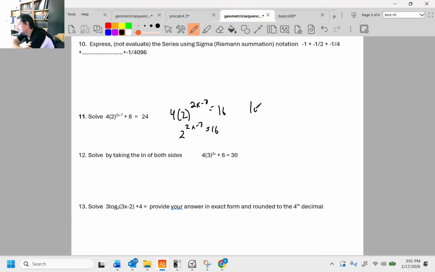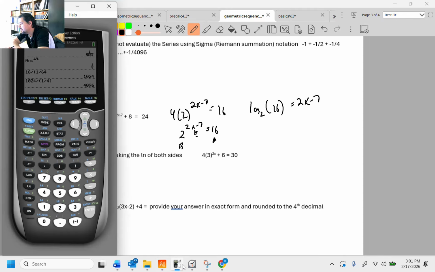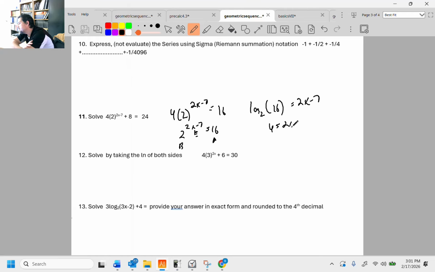Log is bay. A log base 2, base exponent argument of 16 is 2x minus 7. Now, log base 2 of 16 actually has an answer of 4. I swear it does. Watch this. I'm going to do change of base. Log 16 over log 2. It's saying, hey, what power of 2 creates a 16? And it's 4. So 4 equals 2x minus 7. Add 7, you get 11. Divide by 2, 11 halves.